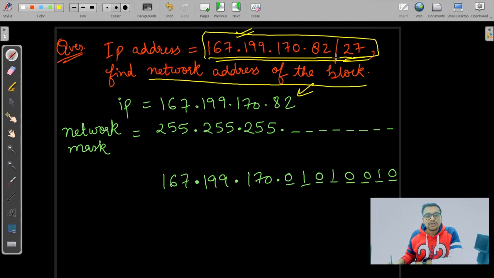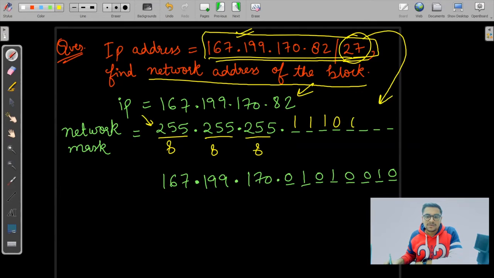For calculating the default or network mask, we simply write ones for each of the bits being used to represent the network ID. I have already written the first 8 bits, 8 bits, and 8 bits, so I am covered with 24 bits. Now all I need is 3 more bits, and then I'll have 27 bits. So I write 3 more ones, and the rest will be 0, 0, 0, 0, 0. If I represent it in decimal form, it will be 240.